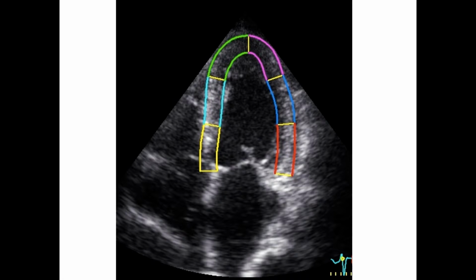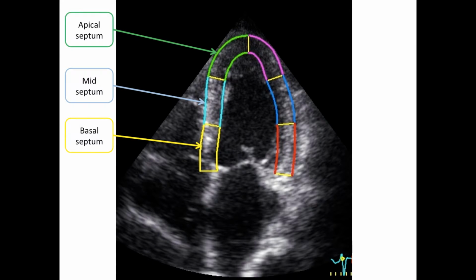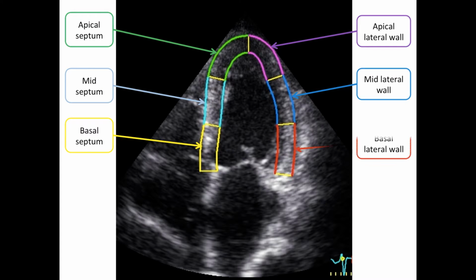For our purposes, it is also important to know how to distinguish the individual segments of the left ventricular walls. In the apical 4 chamber view, starting from bottom left and proceeding in clockwise order, we distinguish the basal septum, the mid-septum, the apical septum, the apical lateral wall, the mid-lateral wall, and the basal lateral wall.